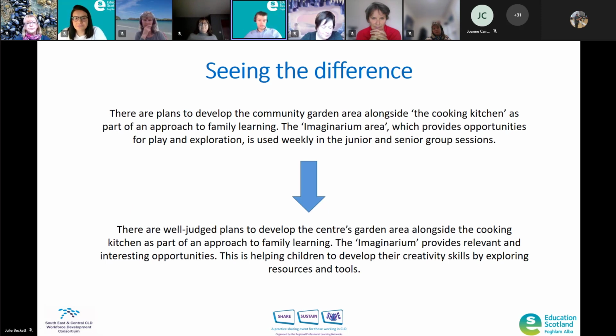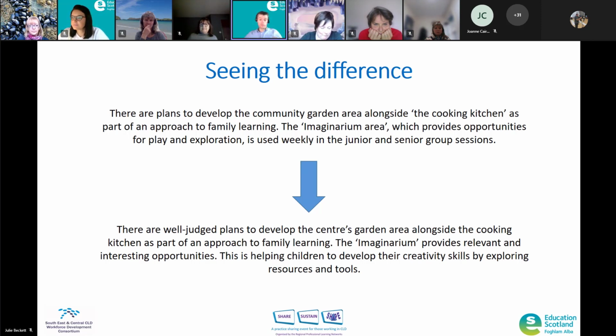And when you look at the key differences again and how it's compared, if you look at that top example there, there are plans to develop a community garden area alongside the cooking kitchen as part of an approach to family learning. The Imaginarium area, which provides opportunities for play exploration, is used weekly in the junior and senior group sessions. Again, a very descriptive statement there. But again, this is an example from training that HMI do. They would take that and slightly tweak it in a clearer way that's less like the other ones.